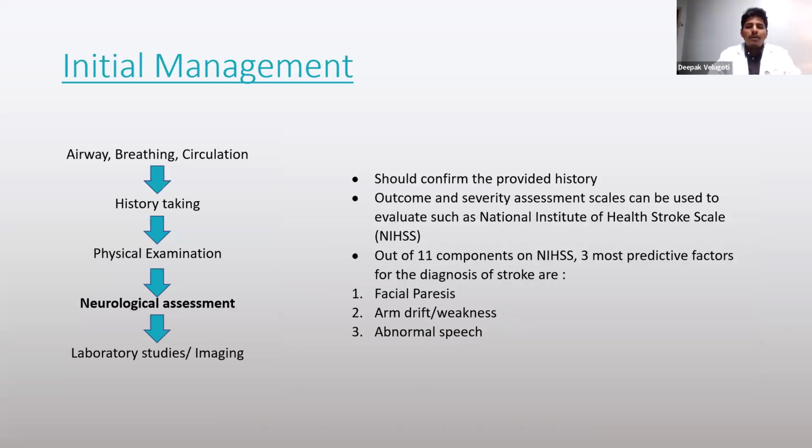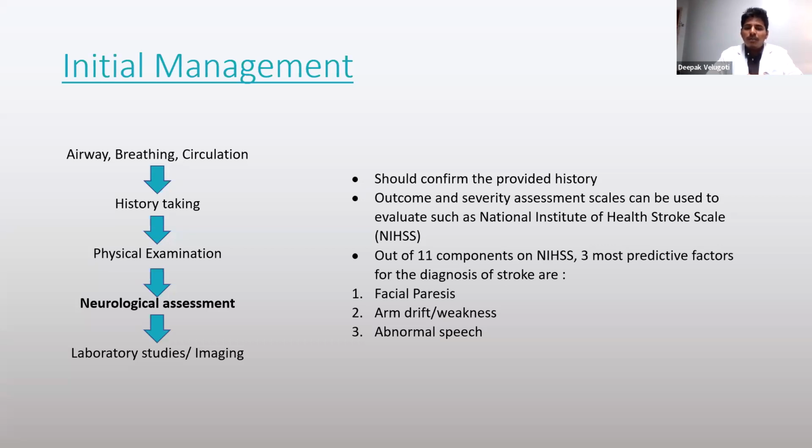And coming to the neurological examination, we'll assess the patient based on motor findings, sensory findings, and any other symptoms. And we should confirm the provided history with the neurological assessment. And sometimes we can assess the outcome and severity with a few scales that can be used, such as the National Institute of Health Stroke Scale.